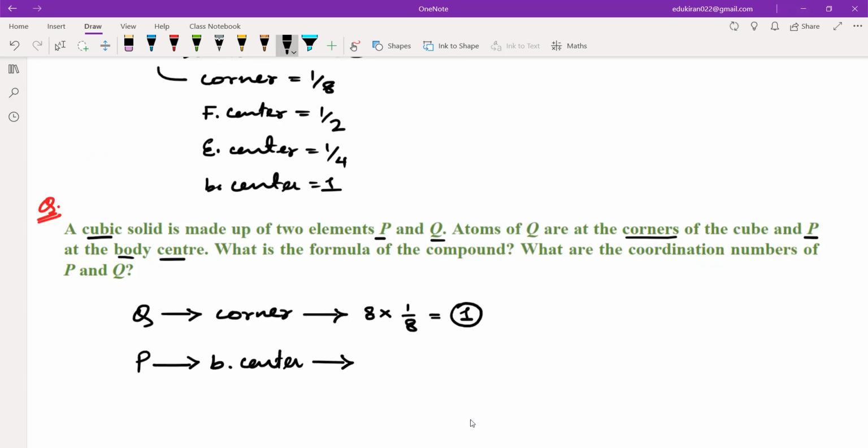So how many body center atoms can be there? There can be only one body center atom, and its contribution is also equal to 1. Then you will write 1. And then you will write this is also equal to 1. Then you will circle it, and you will write the formula will be equal to P1 Q1 or just PQ.